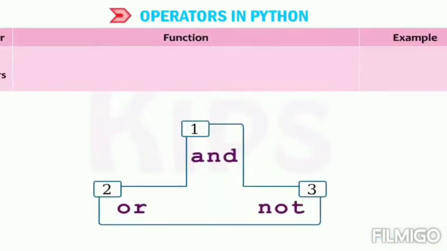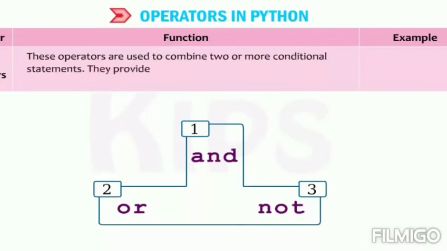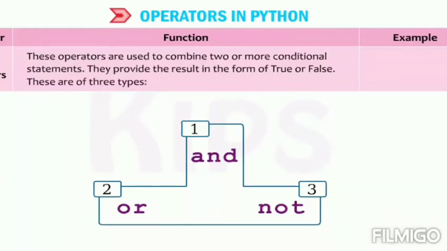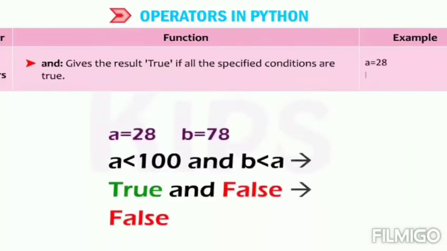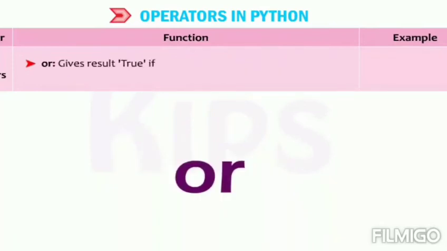Operator: logical operators. Function: these operators are used to combine two or more conditional statements. They provide the result in the form of true or false. These are of three types. AND gives the result true if all the specified conditions are true. A equals 28, B equals 78. A is smaller than 100 and B is smaller than A. True and false, false.